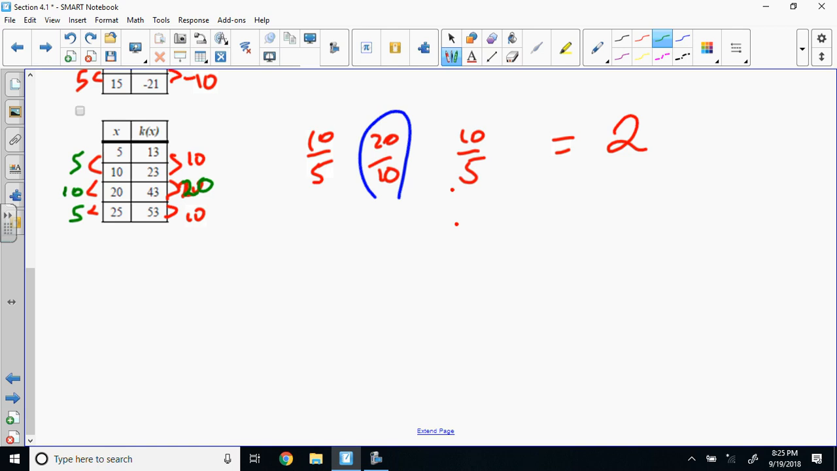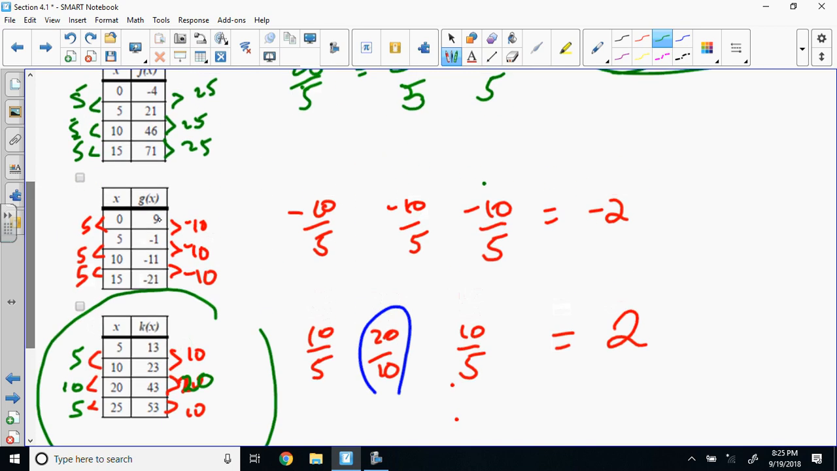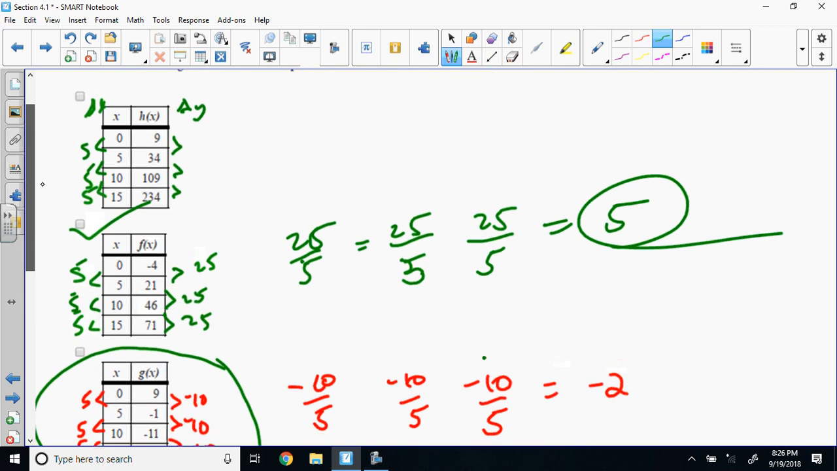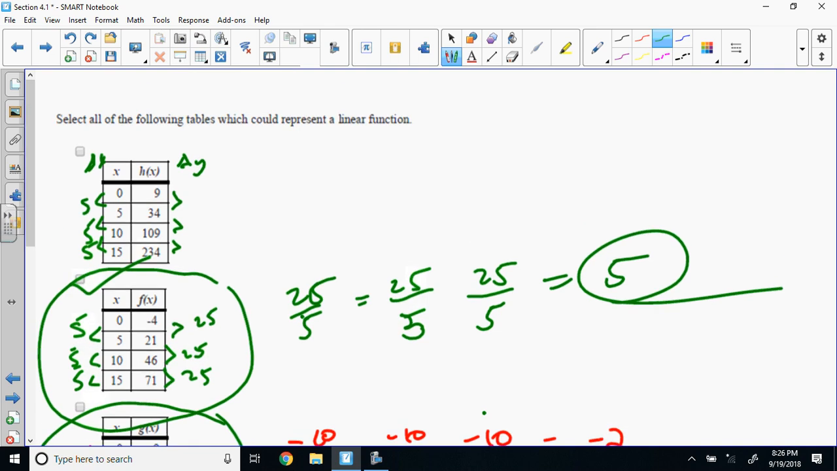So I'm taking each change, 10 over 5, 20 over 10, 10 over 5. And they all simplify down to what? 2, right? So therefore, this one, and that one all are what? Linear. When they say select all, what does that really mean? Normally there's more than one, right? That's a dead giveaway. You have a minimum of at least 2, right?